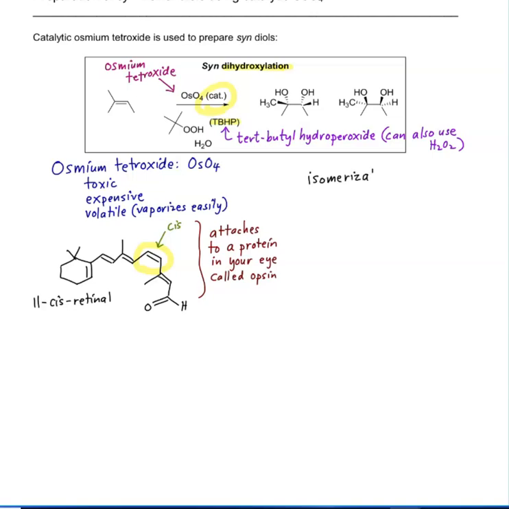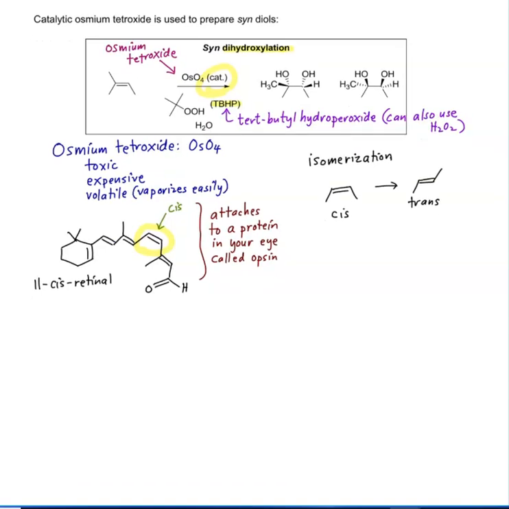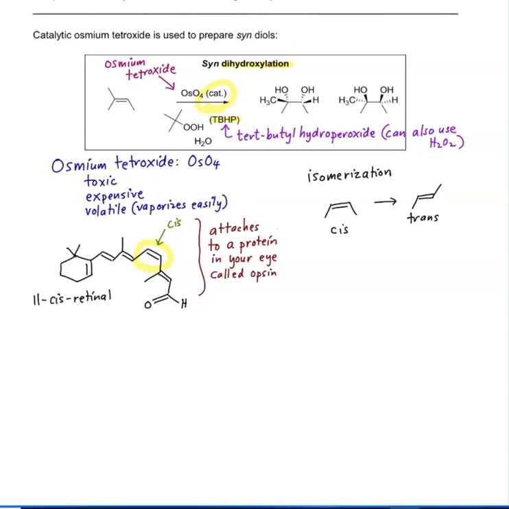So isomerization, when something isomerizes, what that means is that it turns into an isomer of itself. And in this case, it's the cis double bond that's isomerizing to the trans double bond. So cis and trans are isomers of one another. Once it's in the trans configuration, it doesn't fit into the active site in the same way. And this causes a signal to be sent through the optic nerve to your brain that tells you that you just saw something. Okay, so that's involved in your eyesight.